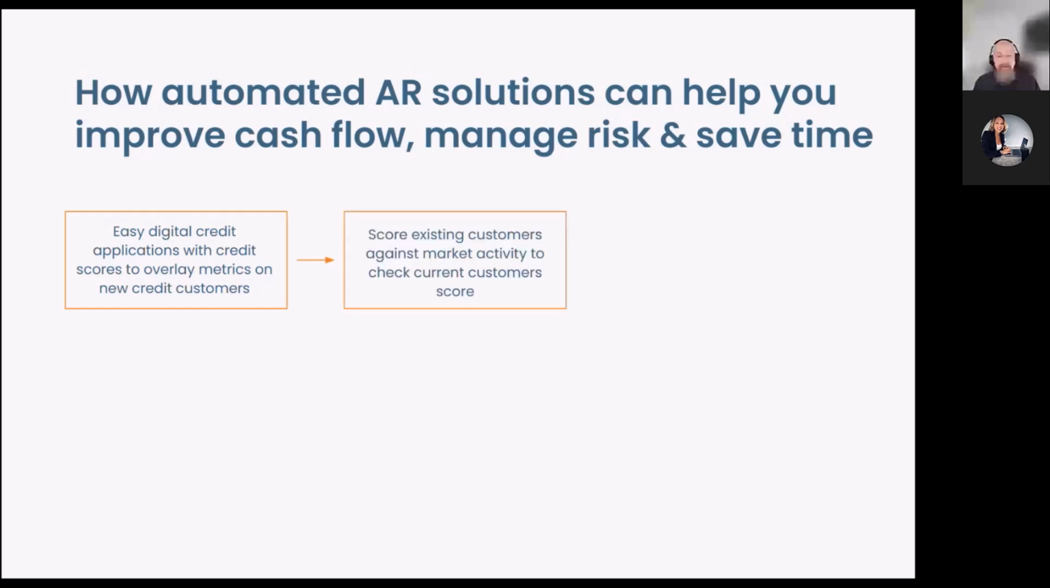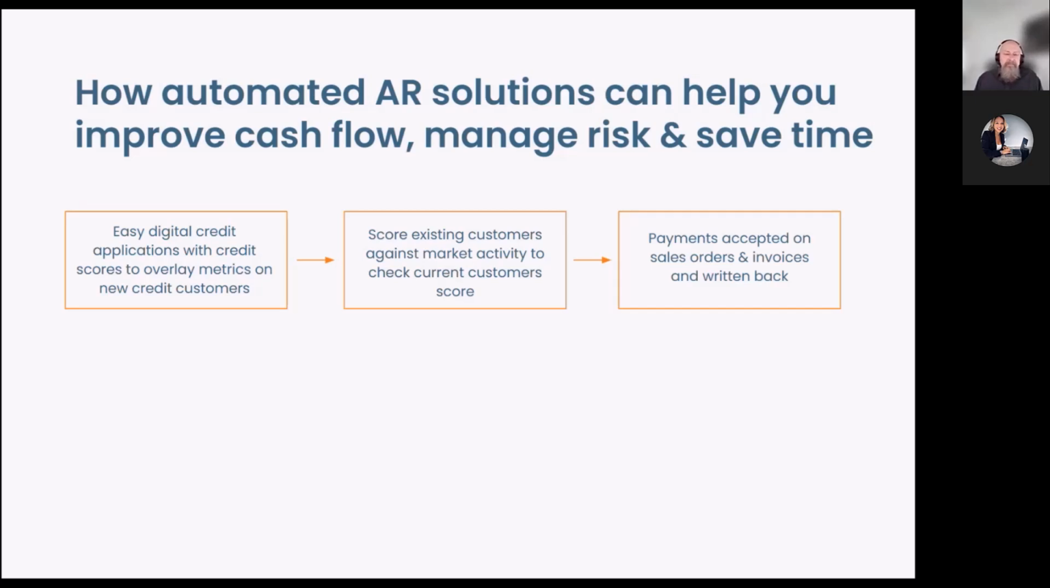You can then score your existing customers, and I'll show you a little bit more about that later, against market activity to make sure that they are good customers. As I said, you may have had someone who's been on board with you for 10 years, but over the last 6 months, they may be in real trouble and their credit scores are decreasing, but you don't know any of this. And the first thing you know is when they're pushing their payments out and suddenly they can't pay you at all and they're going bad.